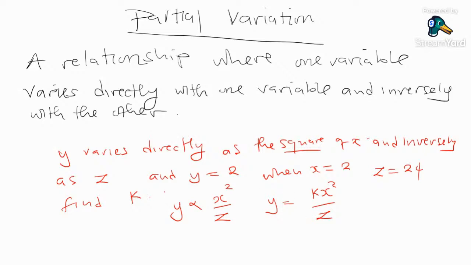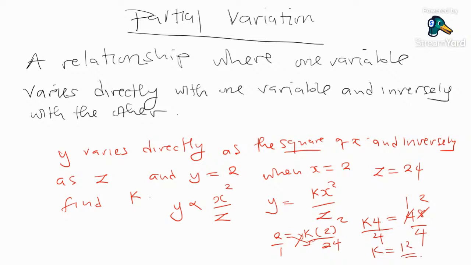So now they are saying find k when y is equals to 2. So 2 is equals to k, x is equals to 2 as well, but it's square, over 24. When we cross multiply, this is going to give us 4k is equals to 48. Divide 4, divide 4. k is equals to 4 into 48 is just 12. So the answer is 12, the value of k. That is how we find the value of k.